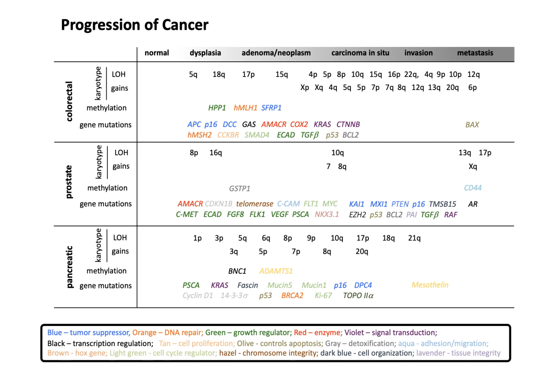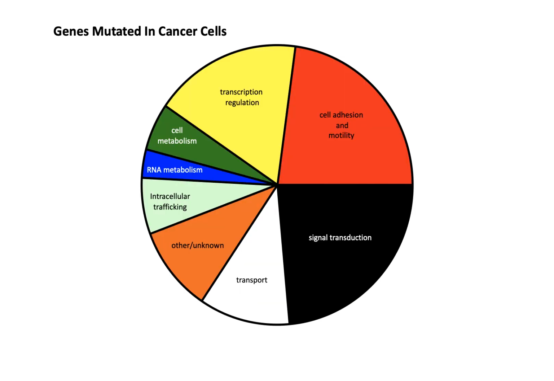So you can see it involves genes for tumor suppression, for DNA repair, a growth regulator, signal transduction, transcription regulation, etc. So when you summarize all of those and look at what genes are mutated in cancer cells, you find that transcriptional regulation control is a large proportion, cell adhesion and motility. That is, they lose their ability to stay in one place and start metastasizing. Signal transduction, transport, intracellular trafficking, cell metabolism. So these are pretty common categories for cancer cells.